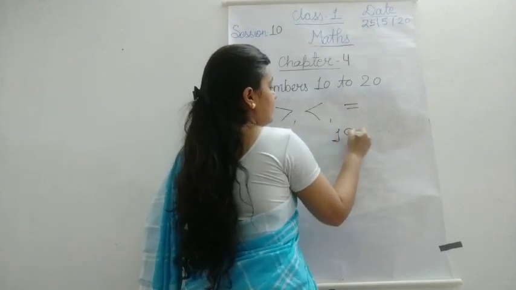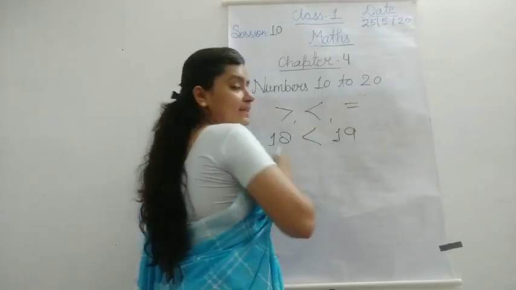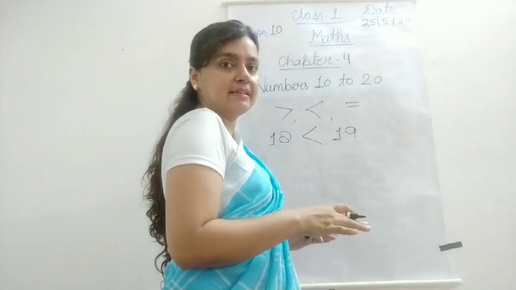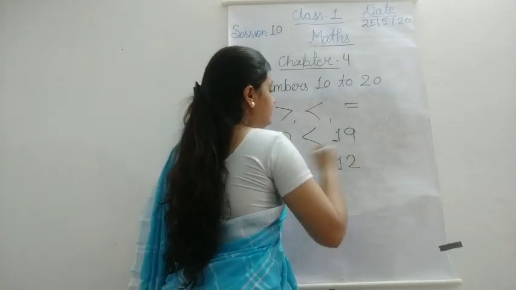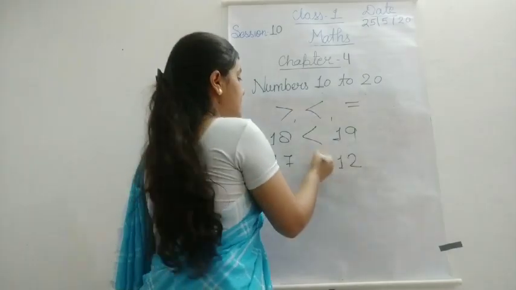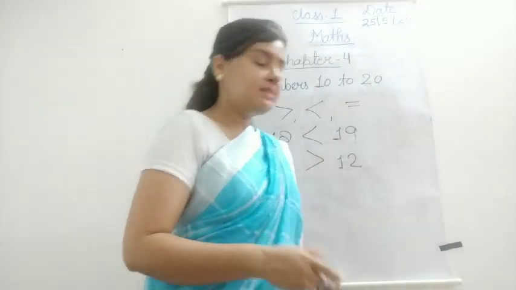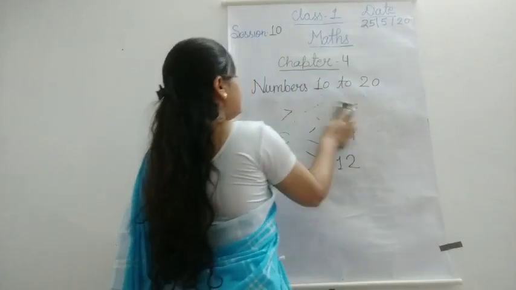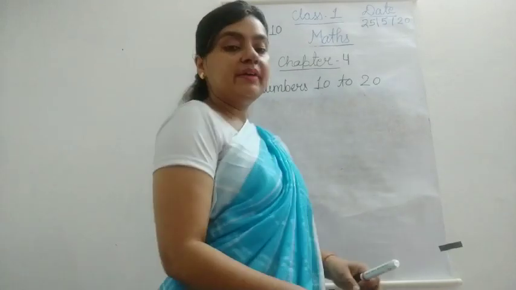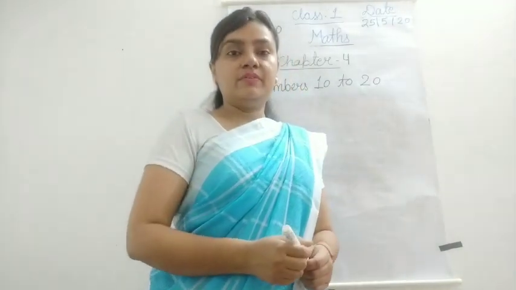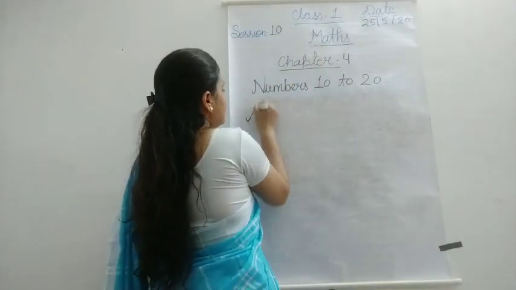Suppose 18 and 19 are there, which side will the mouth be open? The mouth will be open this side. We discussed it that day, no? And if we go through 17 and 12, which side? This side. These topics we had already done. So today we will deal with a new topic. And what is the topic? Our topic is ascending order.